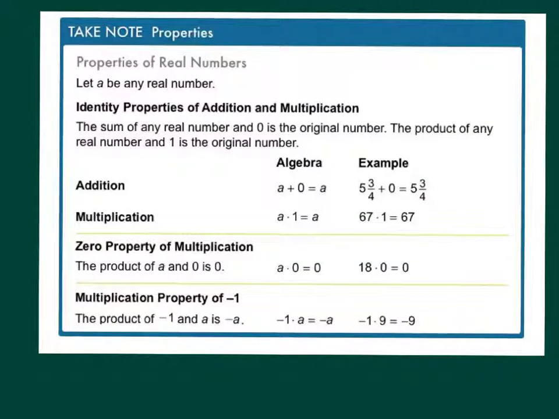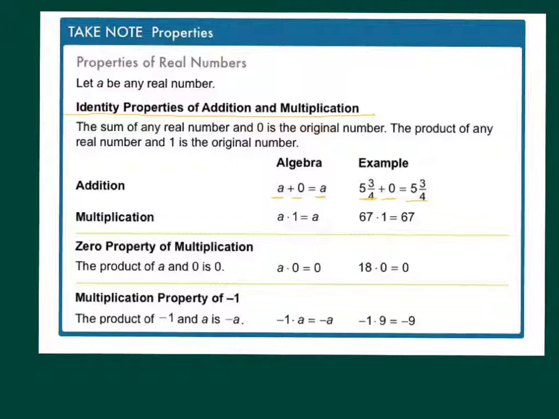The next ones are properties as well. The first one is the identity property of addition and multiplication. Now, when you think identity property, think of the number not changing. So the identity of the number does not change. So for the identity property of addition, if I have an A and I want my answer to be exactly the same, what can I add to that so the identity of the number doesn't change? Well, that's a 0. So when you add 0, that's the identity property of addition. So if I take 5 3/4 and add 0, I still get 5 3/4.